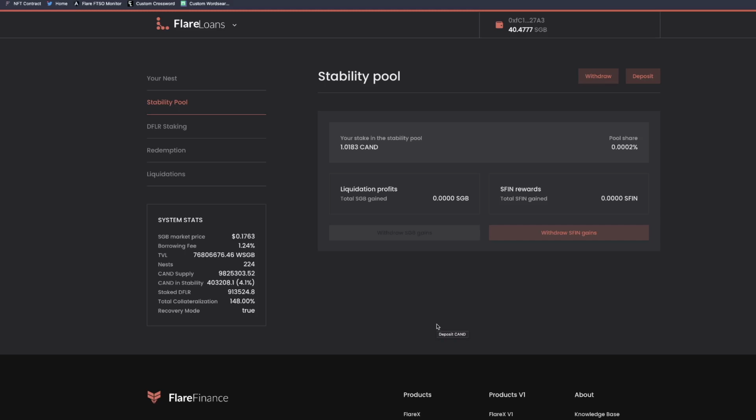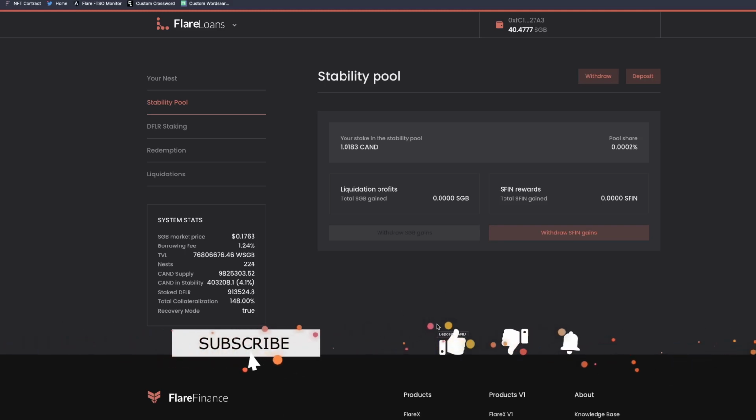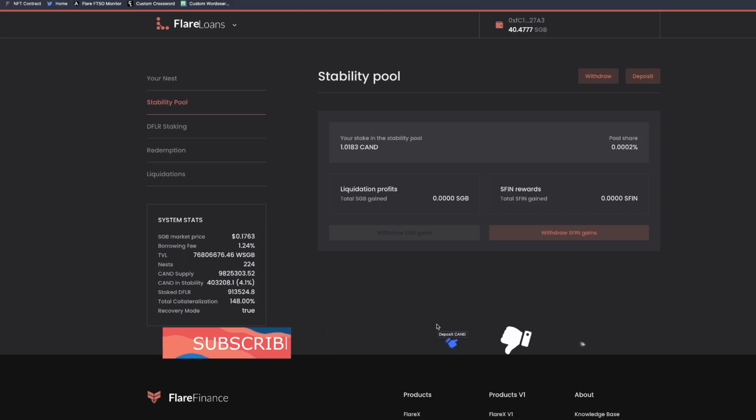So now that I have my lonely single Canary dollar in the stability pool, this means that if a loan was to get liquidated, the Canary dollars in this stability pool will actually pay back the loan, and in return, the collateral plus any liquidation profits will actually come back to the holders of the Canary dollars in the stability pool. In addition to being able to claim liquidation profits, you will also be earning SFIN, and you can claim that here on the right.